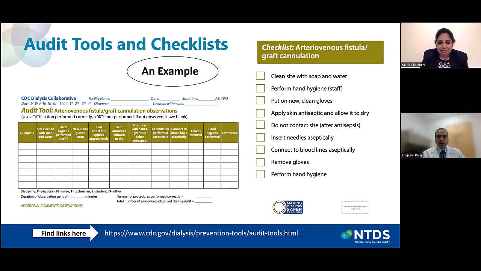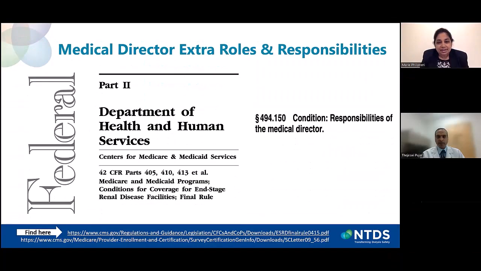Here is an example of an audit tool and checklist for AV fistula or graft cannulation. Based on the findings, the dialysis team should develop an action plan to improve infection prevention and control practices at the facility. Medical directors have extra roles and responsibilities. Every medical director is responsible for oversight of all infection prevention and control practices, catheter reduction efforts, and achieving optimal patient outcomes at their dialysis facilities. The details can be found in this final rule.